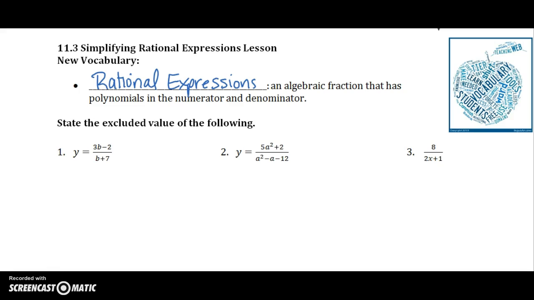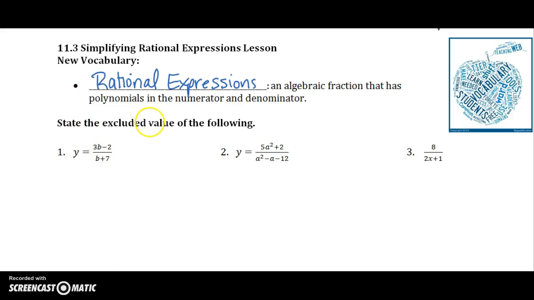All right, rational expressions. By definition, they're an algebraic fraction. Remember, rational means ratio, which means a fraction that has polynomials in the numerator and denominator. Rational expressions, polynomials. Here we go.